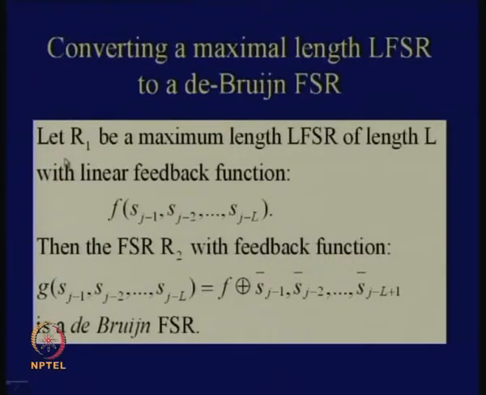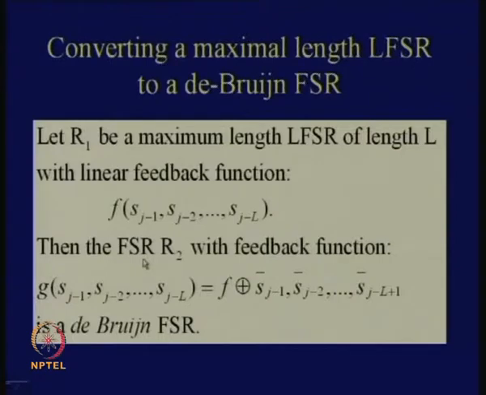In order to convert, let R1 be a maximal length LFSR of length L with linear feedback function f(s_{j-1}, s_{j-2}, and so on till s_{j-L}). So this is a maximal length LFSR. What is the meaning of that? The polynomial f should be a primitive polynomial, and you know over what field it has to be primitive.